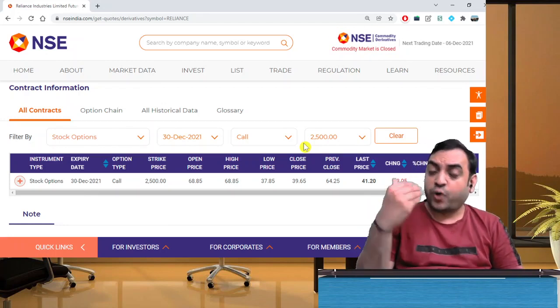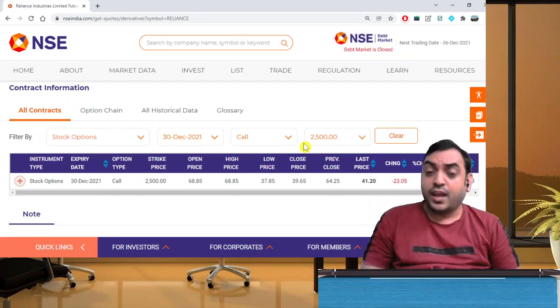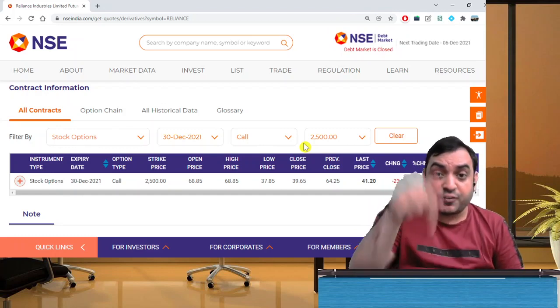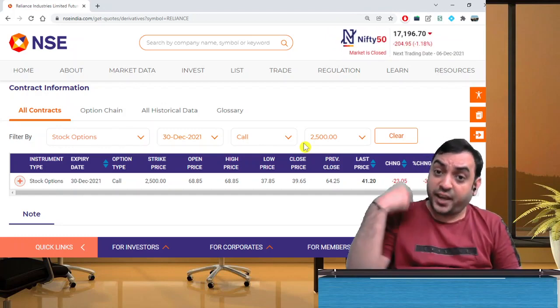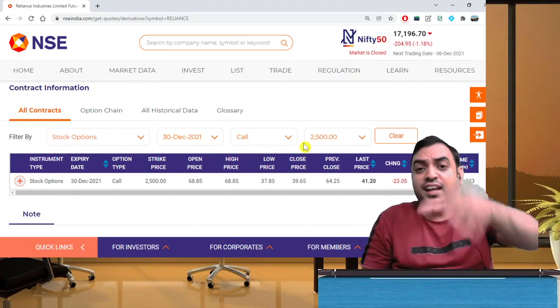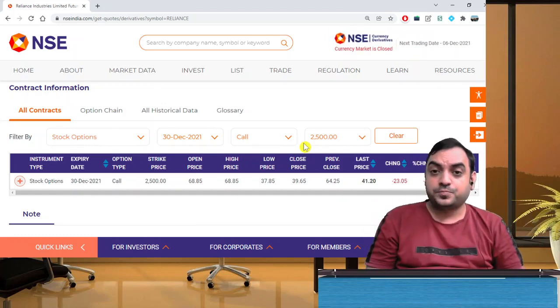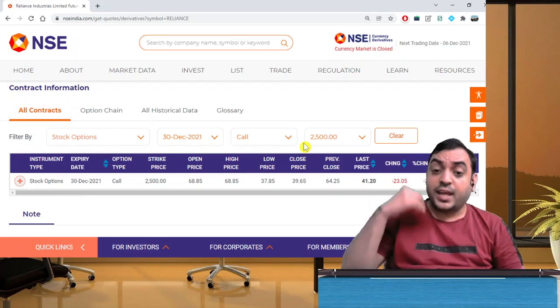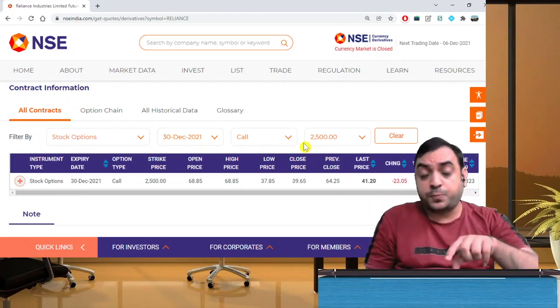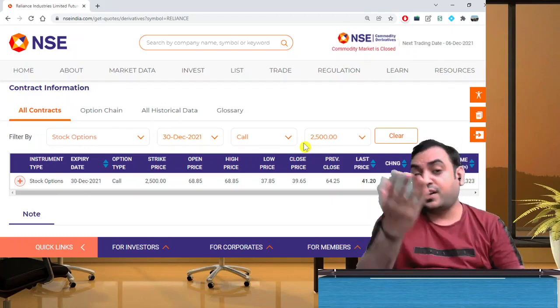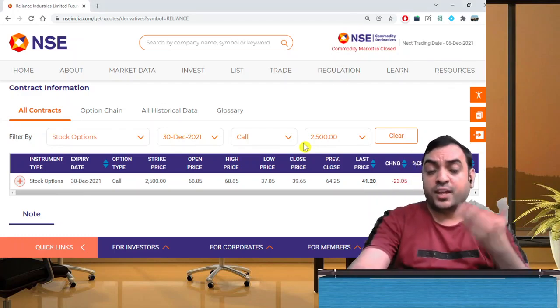Today I pay 40 rupees, and on expiry, if I want, I have to pay 2500. You can treat it like a token advance or something. So I pay 40 rupees today and 2500 rupees on the expiry date, and I get one share. So can you tell me what will be the cost of one share?